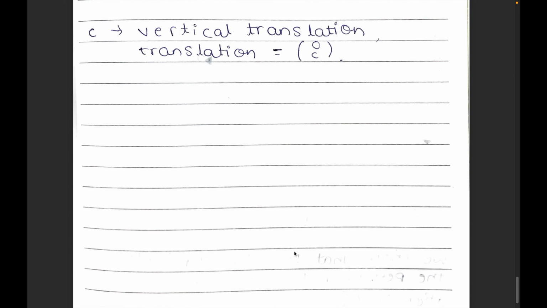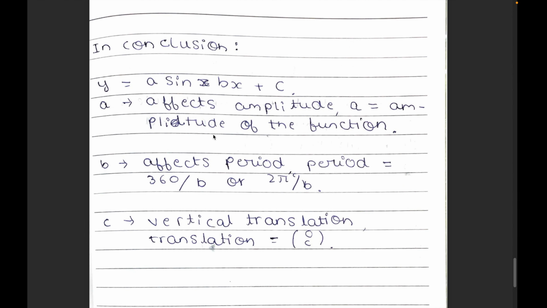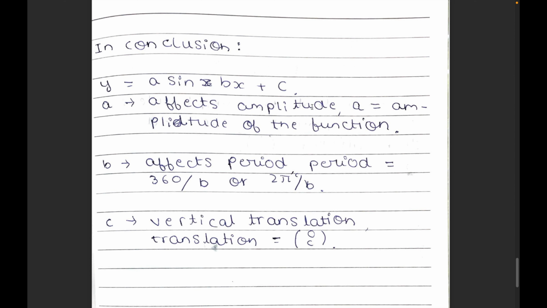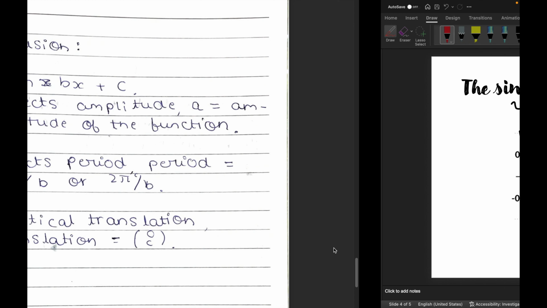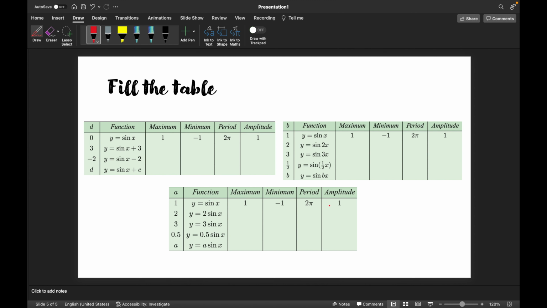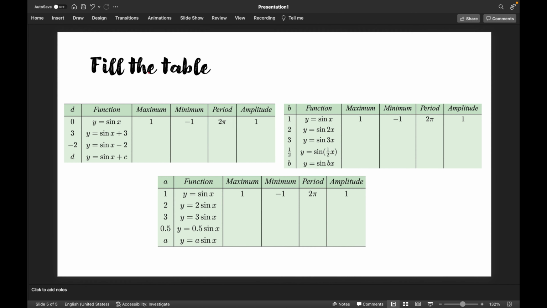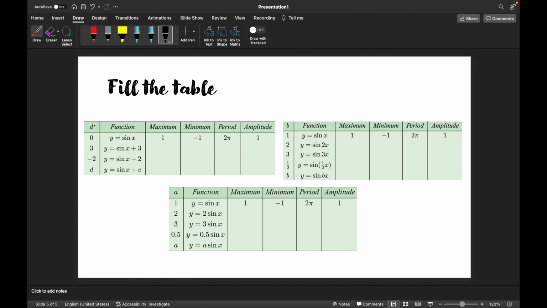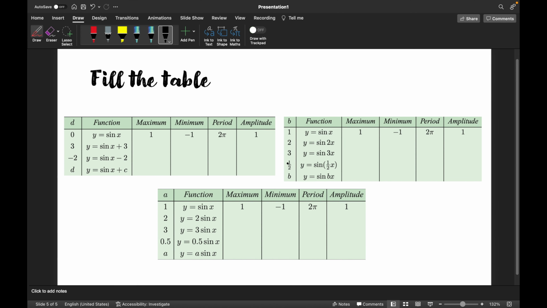So that's what we have learned so far. This is the conclusion. It's really important to know because sometimes you'll have to plot the graph in your exam. And now try to fill the table. If you've understood the concept, then this should be easy. If you're done, just unpause the video and I will work the answer with you.